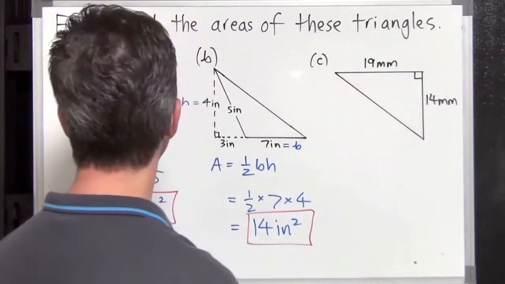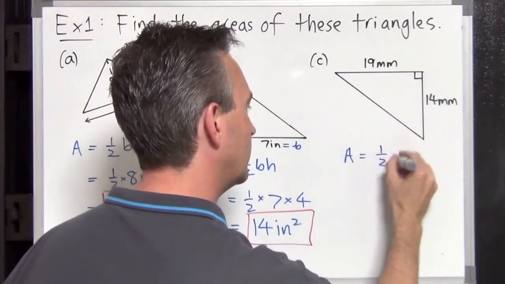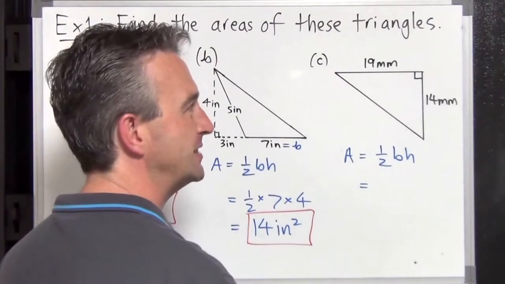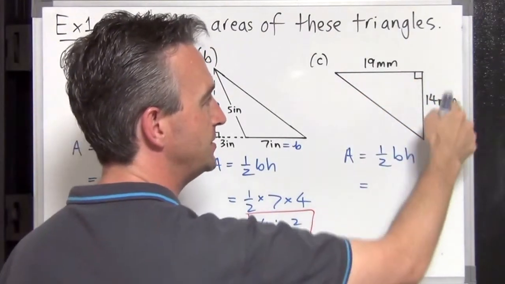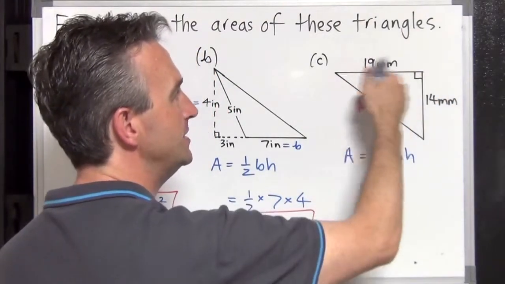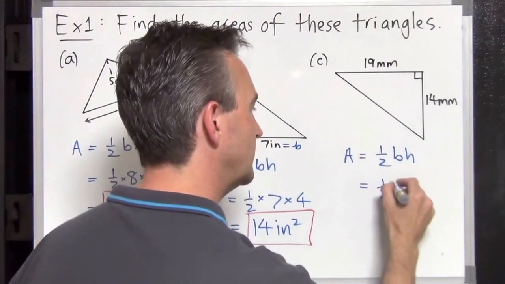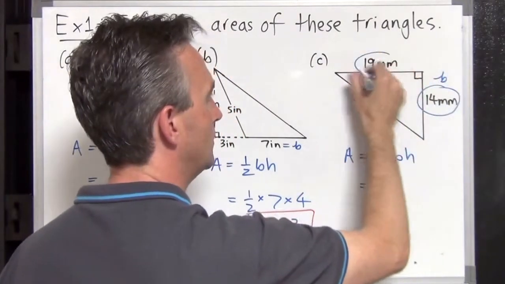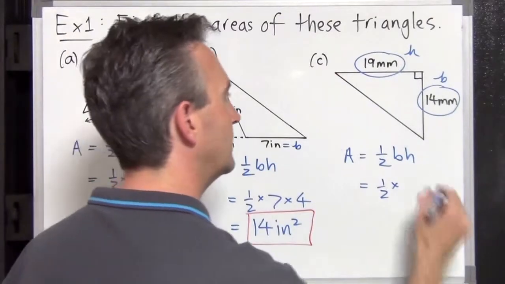Third one over here, c. We've got a right triangle. Wow, this might make it easier, I guess. 1/2 bh. So what's my base and what's my height? You actually have a choice here. These two sides are perpendicular, so you can use this one as the base and this one as the perpendicular height. Or you could use this as the base and this is the perpendicular height. It doesn't really matter. I'll do the first one I said. Let's call this one the base, and let's call this one the perpendicular height, because these are at right angles to each other.